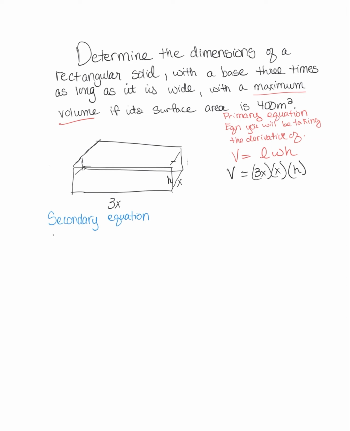And our secondary equation is that our surface area, which also equals 400 meters squared, we're going to go ahead and put that together. So how do we find surface area? Well, if we look here, that just means the entire surface.